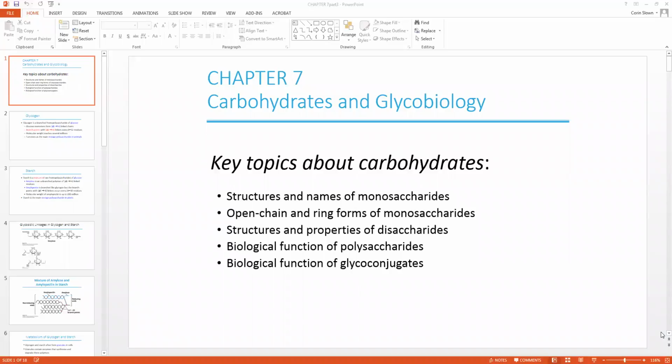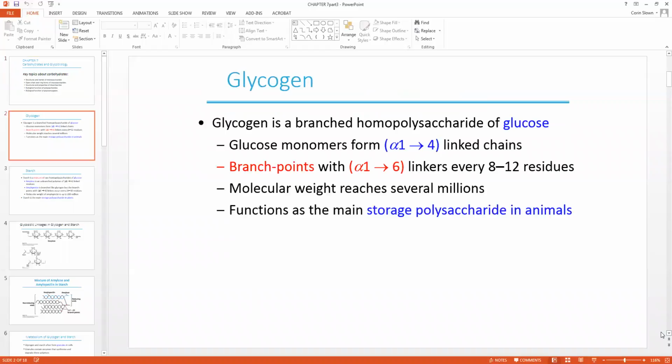I can obviously break down a disaccharide by using hydrolysis, so using acid and then water to add back in. And we talked about the most common reducing sugars, for example, the linkage between two anomeric carbons. And we kind of left off talking about homopolysaccharides and heteropolysaccharides. So if we take a look at glycogen, it's our first example of a branched homopolysaccharide of glucose. Its monomers form alpha-1,4 linkage, where you have branch points with alpha-1,6 linkers every 8 to 12 residues. Its molecular weight can reach sometimes several millions, and it's the main storage polysaccharide in animals.